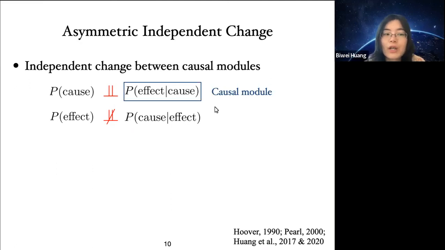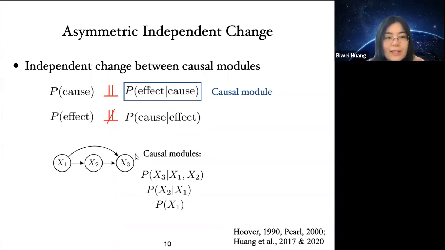We usually call a distribution module a causal module if it is derived by factorizing the joint distribution according to the causal structure. That is, the causal module refers to a conditional distribution of a variable given its direct causes. For example, in this structure, the causal module of X3 is the conditional distribution of X3 given its direct causes X1 and X2. And we call the property that the causal modules are irrelevant to each other the modularity property. You will hear the terms causal module and modularity throughout the presentation. This asymmetry is more general, but it is usually very hard to characterize in practice. Later, we will see how to characterize such independence in a statistical way when there are distribution shifts.